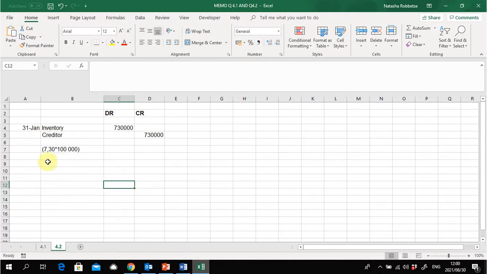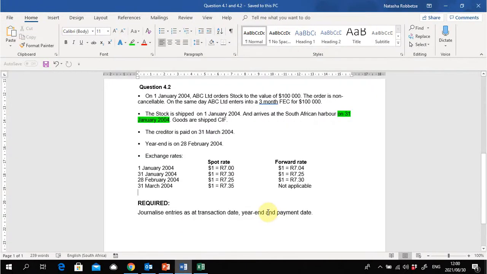So that is the entry that needs to be done if it is a firm commitment fair value hedge. Then we have our year end, which is 28 February. On 28 February we need to go and seek gains and losses in terms of the spot rate and the forward rate. For the spot rate, it's going to be a loss or a gain as it pertains to the creditor. For the forward rate, it's going to be a loss or a gain as it pertains to your forward exchange contract asset. So on 28 February, if I check the spot rate to value the creditor, I see that it has gone down.